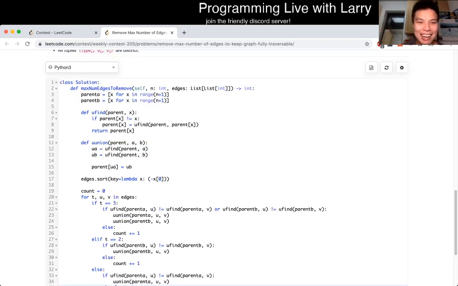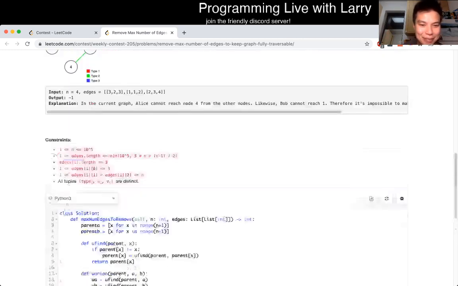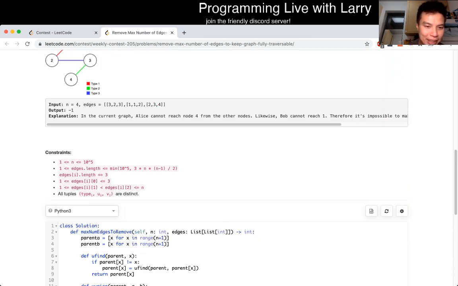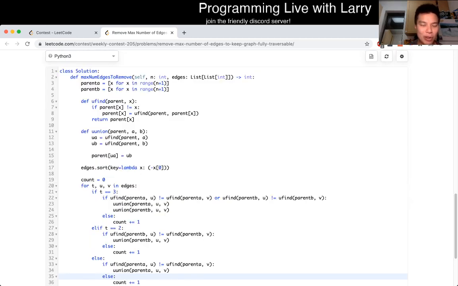Edges could be n. So edges is this number, right? It's 10 to the 5th. Technically, it could be n squared, where n is the number of nodes, but because this is bounded by this, we'll just say y, right? So in theory, this is all of y.